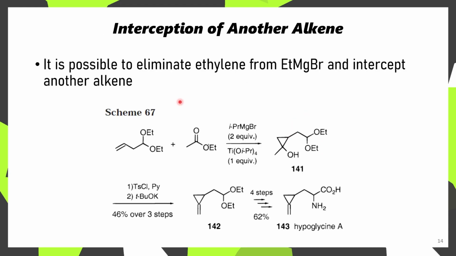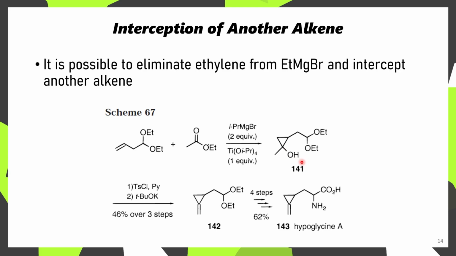Here's an example where, rather than using solely the ethyl magnesium bromide to prepare a CH2 group cyclopropanol, they're able to exchange this with other alkenes and intercept them. So here this is the ester that was used, but instead of having the Grignard as the carbon source for the cyclopropanol, we instead have the alkene of this acetal, which then gets coupled to form cyclopropanol 141.